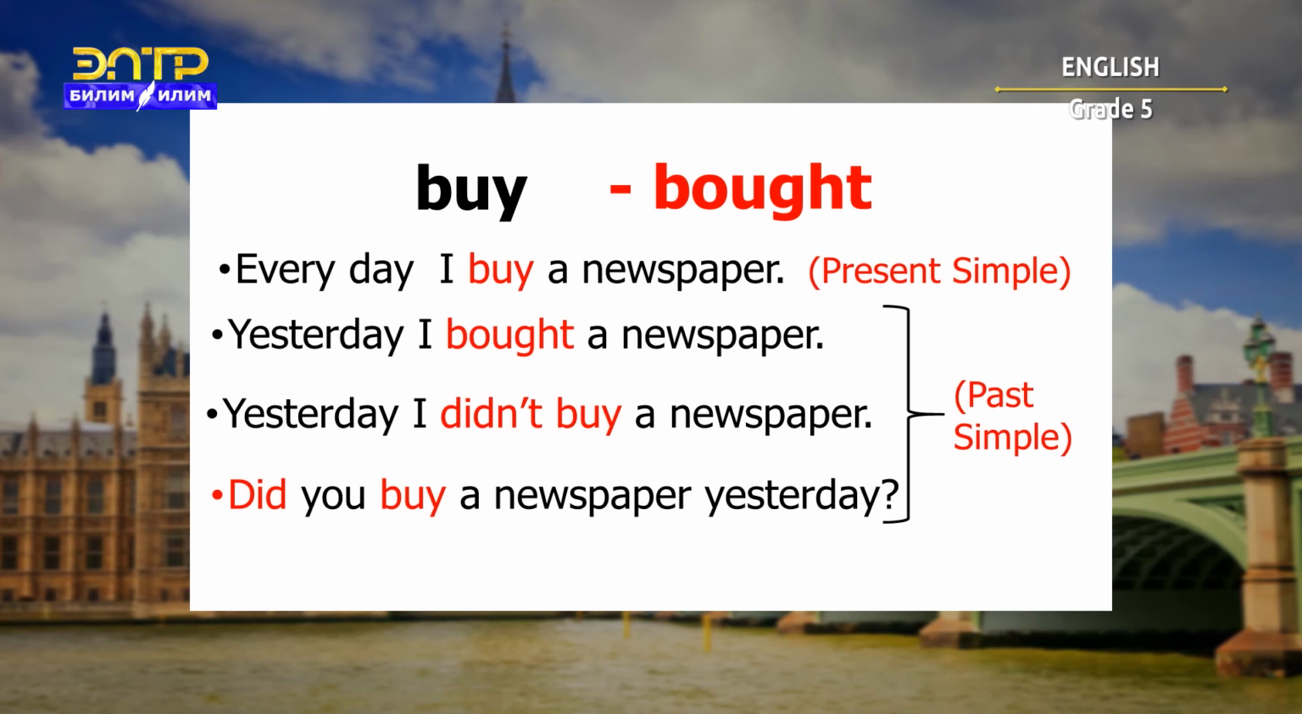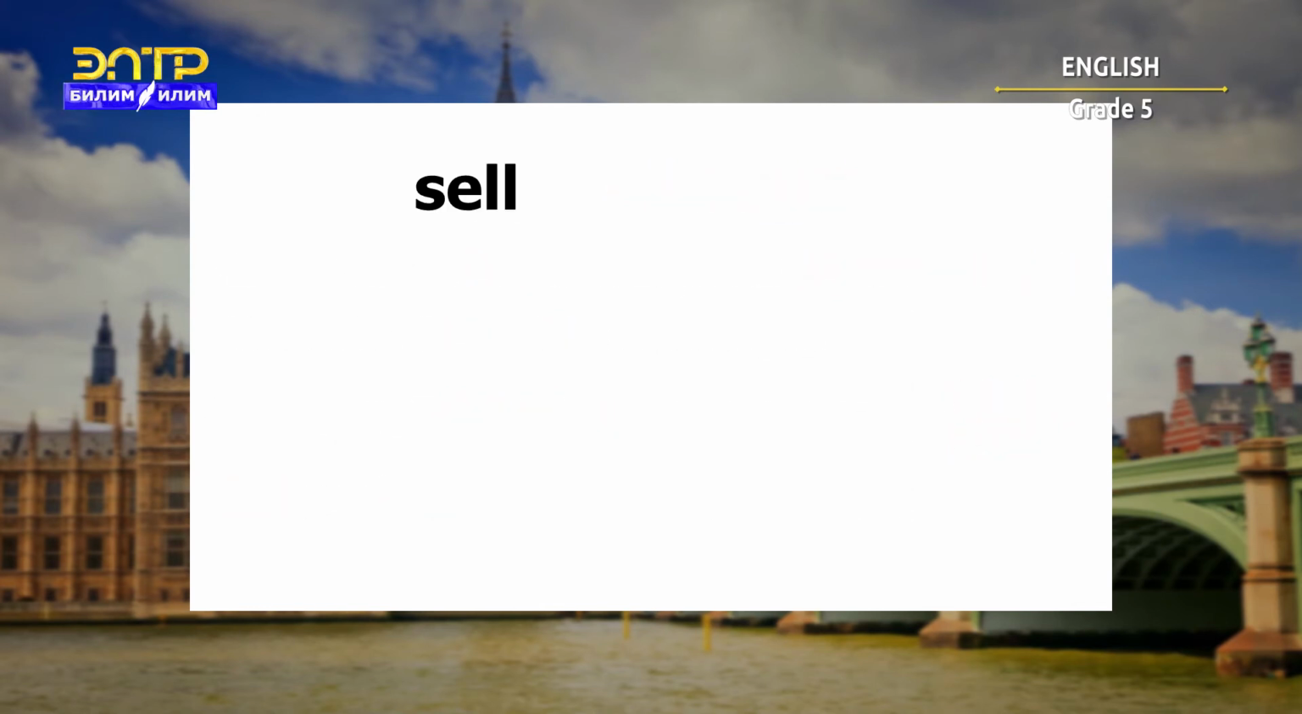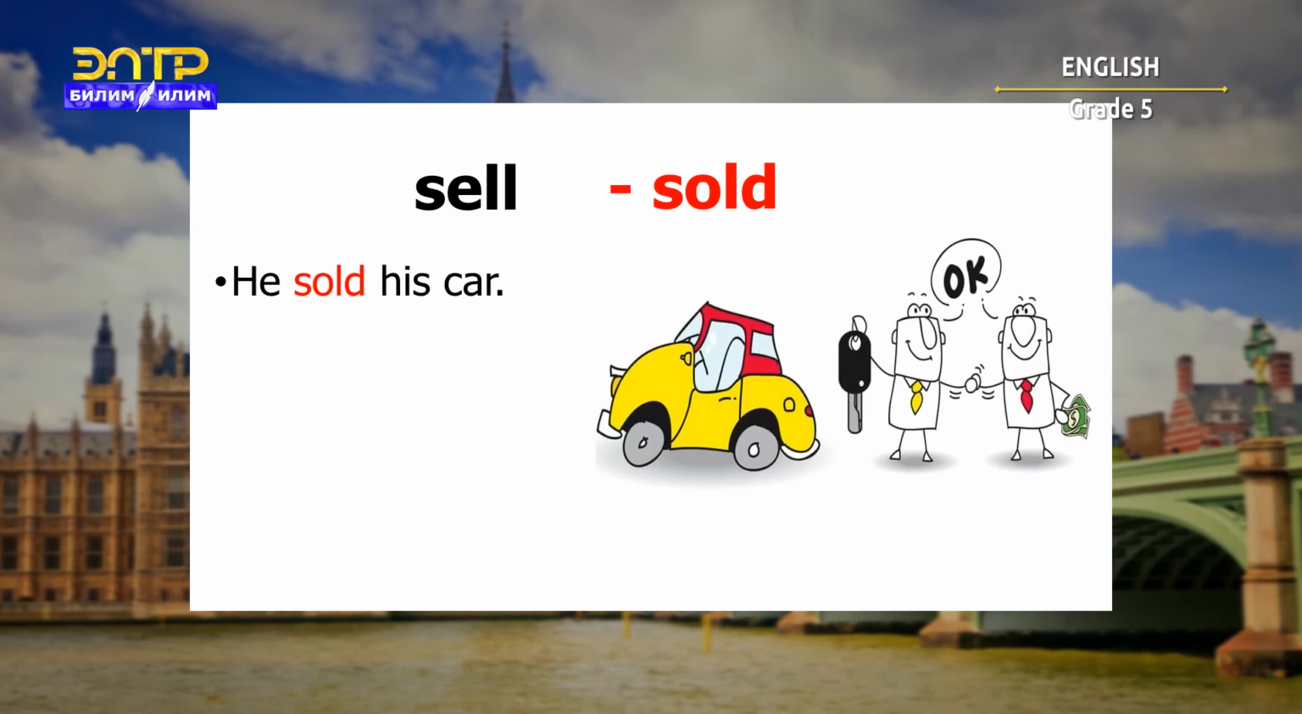Good. Let's try it with the verb sell. And it's your turn to do. So this is the irregular verb, and the base form of this verb is sell. The past tense of this verb is sold. Do you remember it? I hope you do. Let's make a sentence with this verb. Affirmative sentence. He sold his car. So it's your turn to do negative and question form.